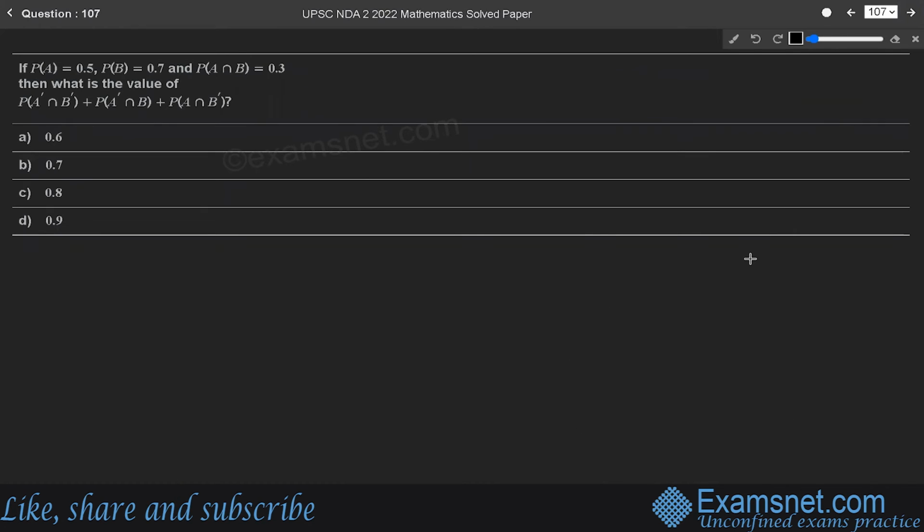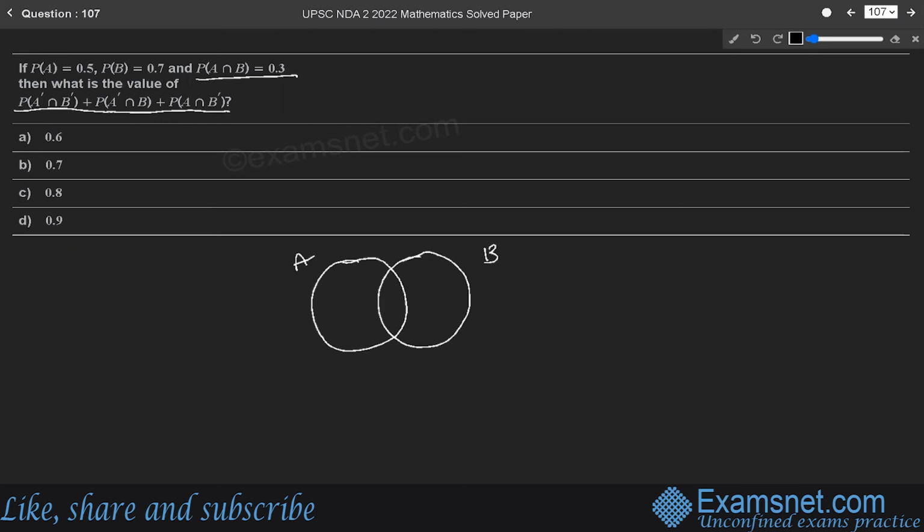Next question is, if P of A is equal to 0.5, P of B is equal to 0.7, and P of A intersection B is equal to 0.3, then we have to find the value for this whole term. So let us make a diagram first to understand this question better. Let this be A, let this be B. It is given that P of A intersection B is 0.3. Intersection is this part, so it is 0.3. P of A is 0.5, so 0.5 minus 0.3 is 0.2. And P of B is 0.7, so it will be 0.4. I hope it is clear to you.